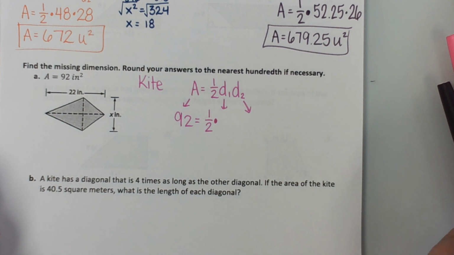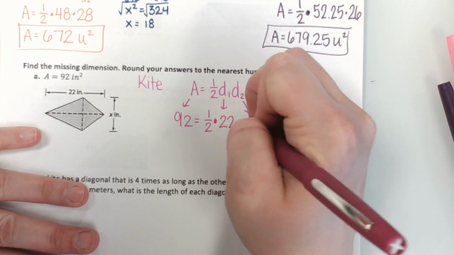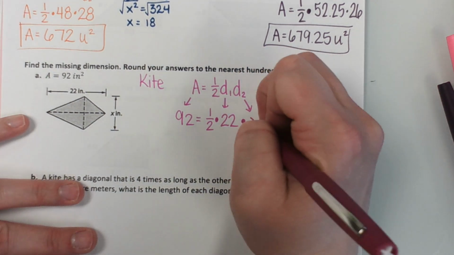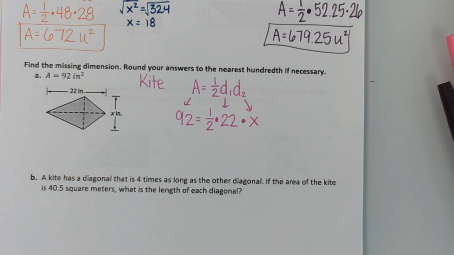Either 22 or X, doesn't matter which one. If I put 22 into that one, X goes into the other one. And now you solve. If I want to solve an equation like this, where do you think I should start?